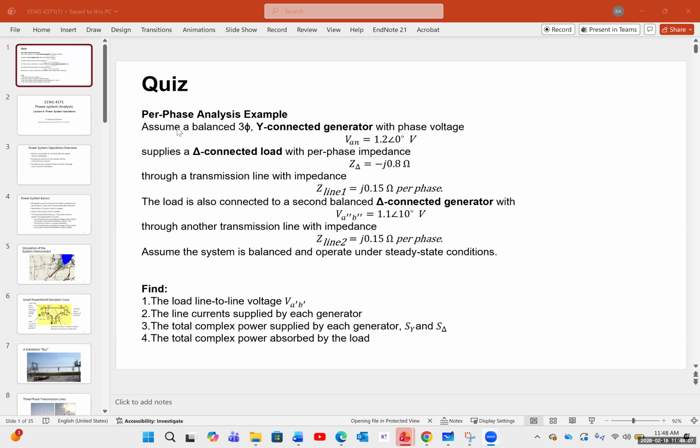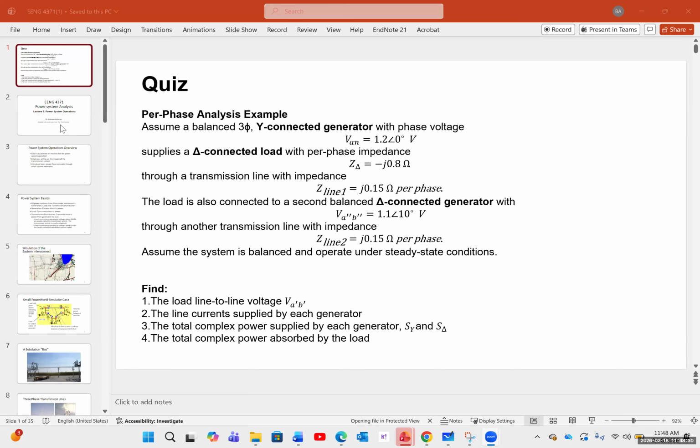We assume the system is balanced. We want to find the load line-to-line voltage, the line current supplied by each generator, the total complex power supplied by each generator, S_Y and S_delta, and the total complex power absorbed by the load. It's similar to the example that we had last week.